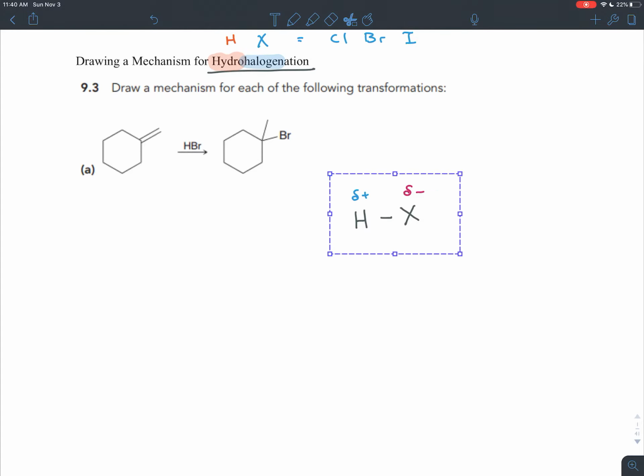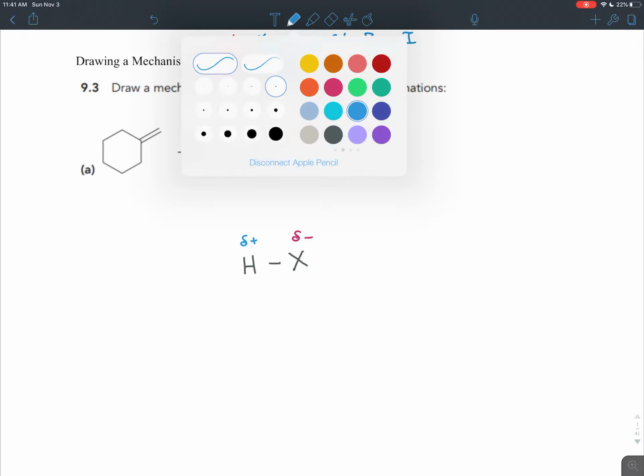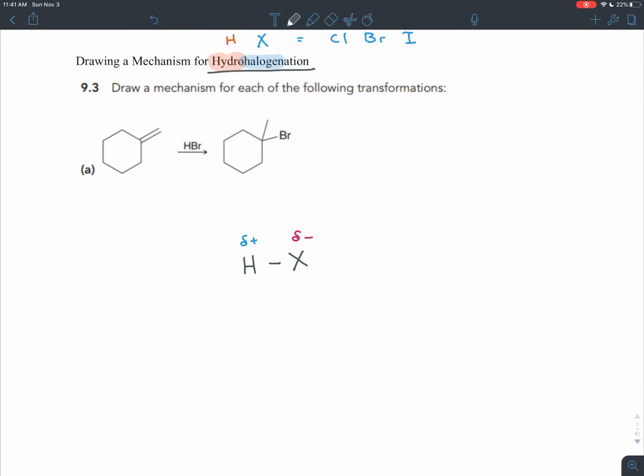Okay, so that's a distinctive feature, a recurring pattern, when you're using the hydrohalogens to do a hydrohalogenation. So you'll always have a hydrogen and a halogen when you're doing hydrohalogenation, and the other thing you need is an alkene. Now in this case, it's this six-membered ring with a double bond.